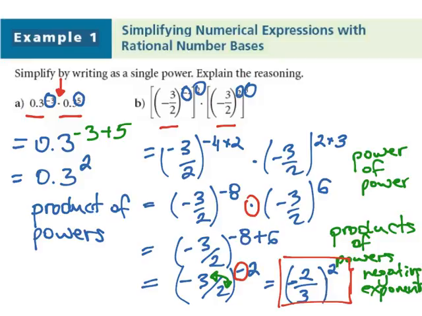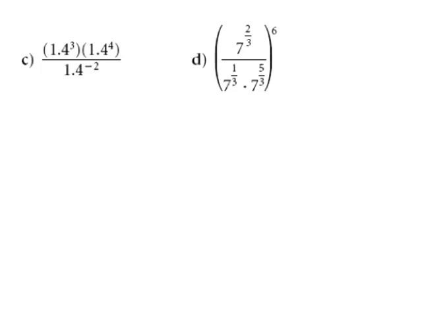Let's take a look at the next problem. So again, we are going to change this to a single power, and I'll explain how we're going to use it. Again, recognize what the base is. In this case, it's 1.4. Whether it's a fraction, a whole number, or a decimal, it doesn't matter. Then recognize what operations exist. Well, we have multiplication here, so it's a multiplication between the brackets, and there's a division.